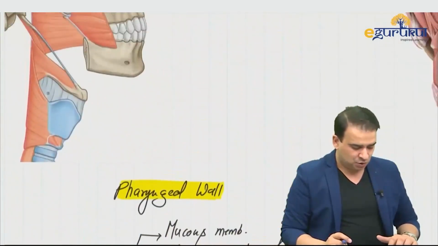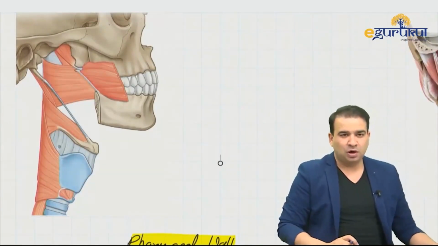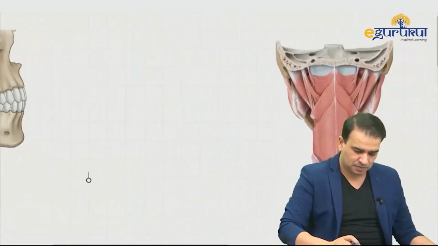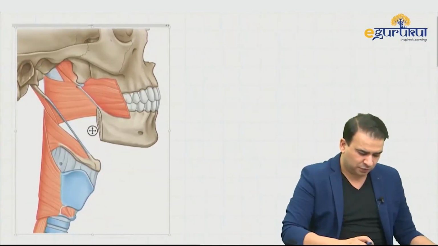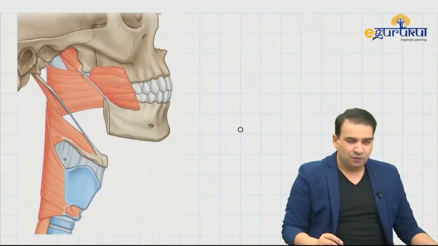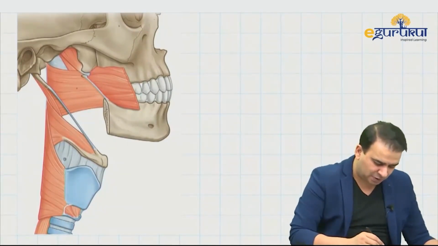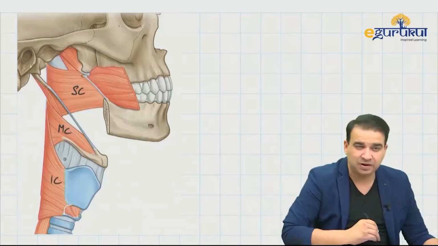So let me take you to this picture here. This is a picture which is showing you all the three constrictor muscles. It's two different views I'll be using. First, let me talk about this image where you can see it from the side, and the three constrictors can be very clearly appreciated. This is the superior constrictor here, that is the middle, and here we have the inferior constrictor.